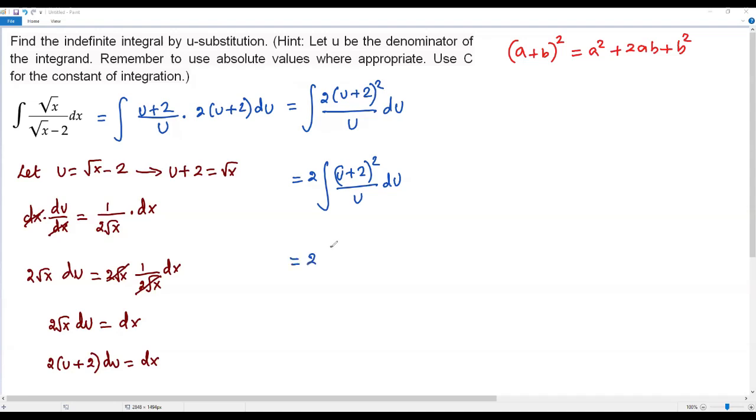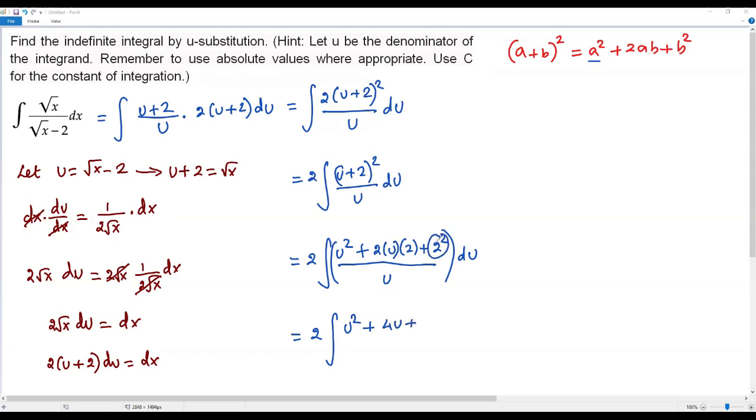So 2 times the integral. For a square I have to write u square + 2ab, that means 2 times, for a we plug in u, for b we plug in 2, + b square, that means 2 square, all divided by u times du. Let me do further simplification. 2 times the integral of u square + 2 times u is 2u, 2u times 2 is 4u, + the evaluation of 2 square is just 4, all divided by u times du.